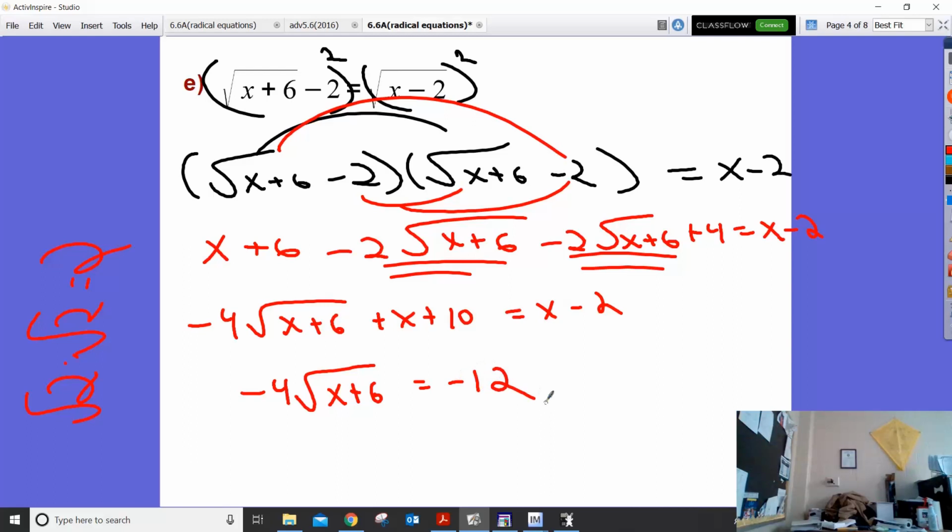Here's your radical isolated. Don't look at me, look at the radical. No. There's still a big fat number there. Negative 4 there. Divide it out. So negative 12 divided by negative 4, I believe, is 3. Oh, finally, something easy.